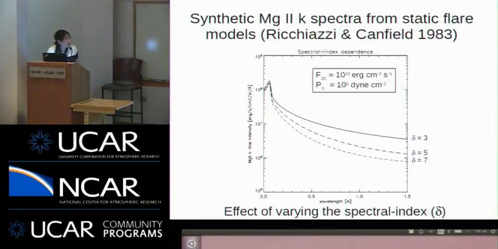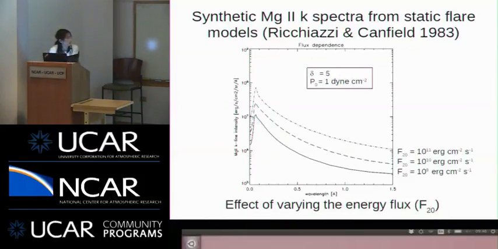And to see how the parameters of the atmosphere will affect the line profile of the magnesium lines, we use the static flare models from Ricchiazzi and Canfield. Here we show the effect of varying the spectral index delta for the electron beams, and we can see that electron beams with a lower spectral index will enhance the line intensities in the wings.